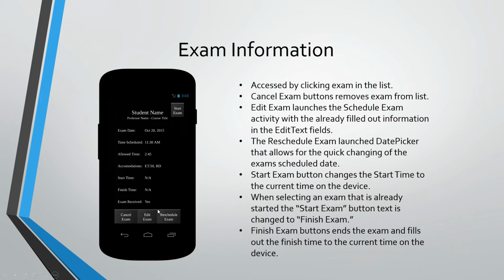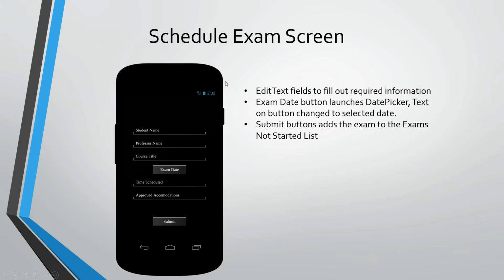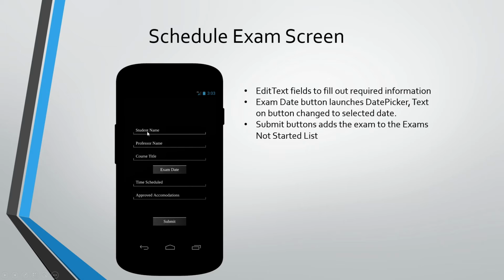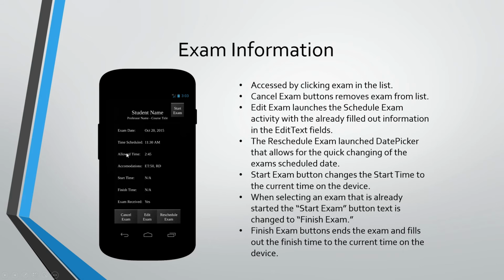And if I click on Edit Exam, it takes me to a screen similar to this that has a couple more lines for the other information on there, the exam received, namely, and it automatically types in all the information that was originally here. Just allows me to edit it, and then when I submit it, it just changes this one to what I've edited here.